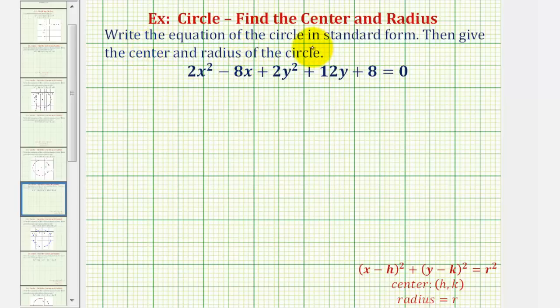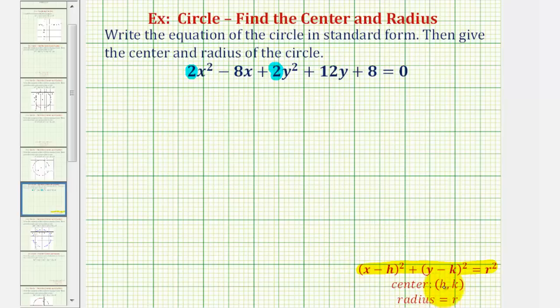We want to write the equation of the circle in standard form and then give the center and radius of the circle. We're given the general form of a circle, which we should recognize because the coefficient of the x squared term and the coefficient of the y squared term are equal. Our goal is to write this equation in standard form, which is given here below.